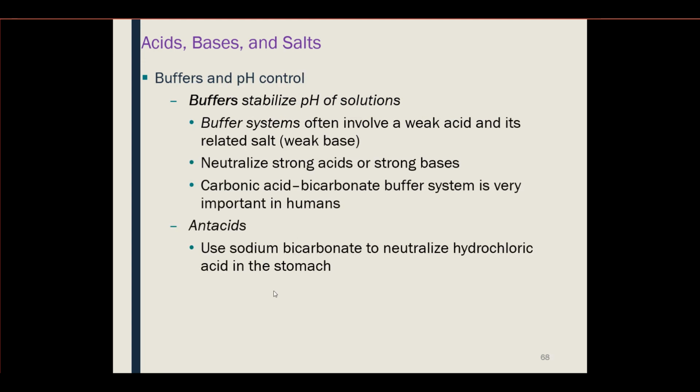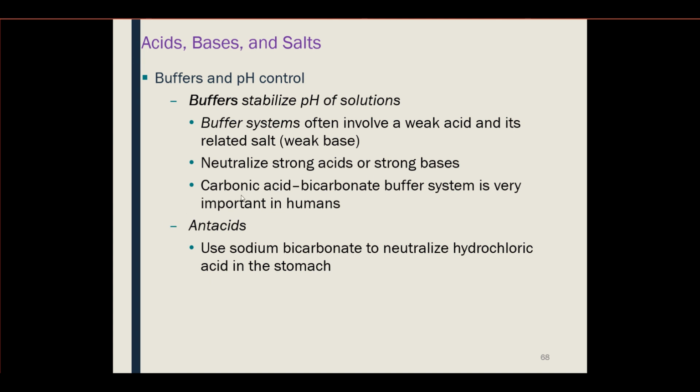Okay, just to finish up acids, bases, and salts, we do have buffers, right? What I want you to know right now is that buffers help to stabilize the pH of solutions, right? We don't want to become too acidic. We don't want to become too alkaline. Buffer systems often involve a weak acid and its related salt, which is a weak base. They function, here's the important thing, they function to neutralize strong acids or strong bases.